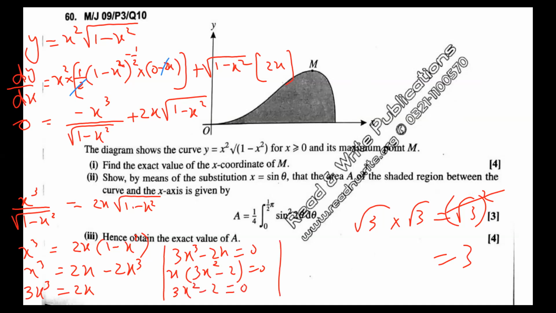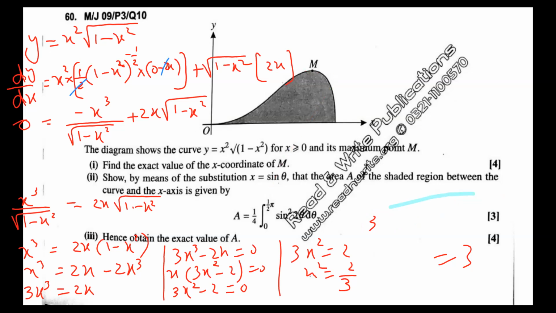And then I can bring this 2 to the right hand side, and x squared is 2 by 3. Take the root. When I take a root, I get two answers, one plus and one minus. But you know it is a point on the positive side. So the answer turns out to be x equals root of 2 over 3. He was asking to find the exact value of the x coordinate, and we have done the first part. So part number 1 is completely over.